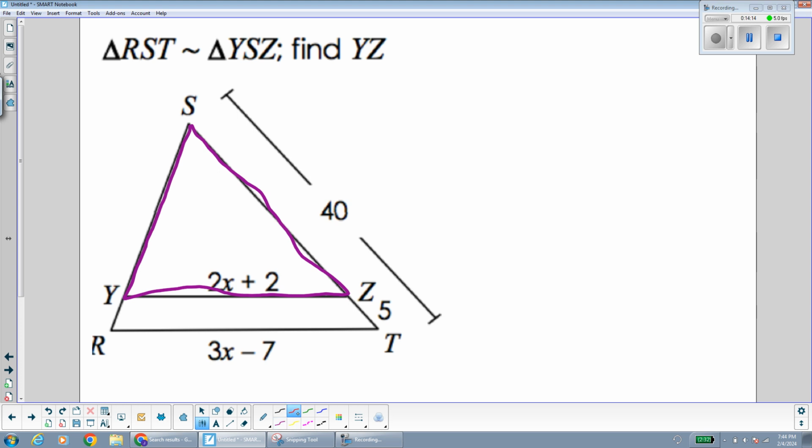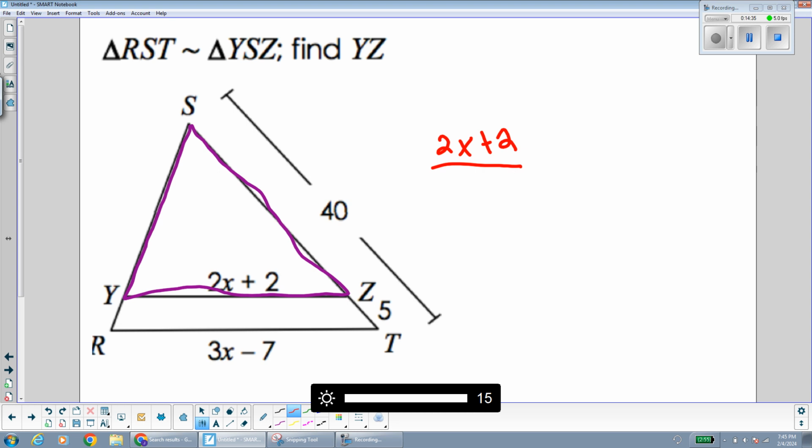length actually is. So since we know the triangles are similar, we know that the corresponding sides are proportional, so we can set up and solve a proportion in order to find the missing side length. So I'm going to start with the side that we want to find. That's the small triangle, 2x plus 2. And I'm going to use the corresponding side to that from the big triangle. YZ is the first and third letters in this triangle's name. So we take the first and third letters in the triangle's name, which is RT, 3x minus 7.